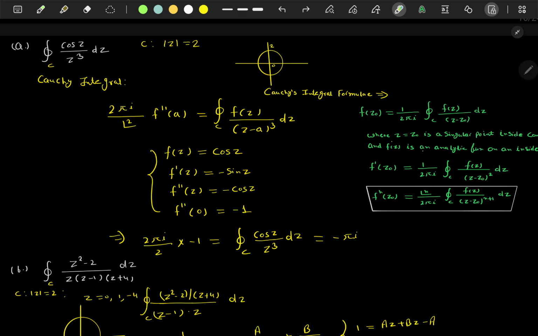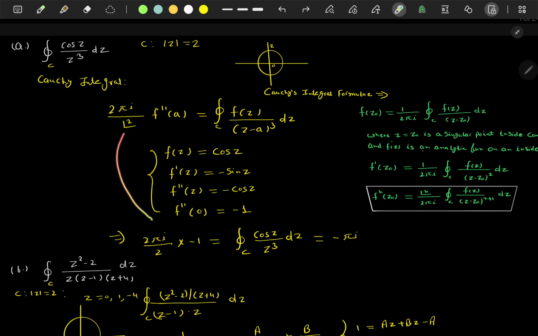If it were only z minus z naught, only the function itself would be there. But if the power is 2, 3, then we have to differentiate the function. So simply use this formula: 2 pi iota by factorial 2, and here it is 3 in the denominator, so we will differentiate the function 2 times at that point. So look here, f of z is cos z, and the first derivative is minus sin z, and the second derivative is minus cos z, and when you put z equal to 0 here, it gives minus 1.